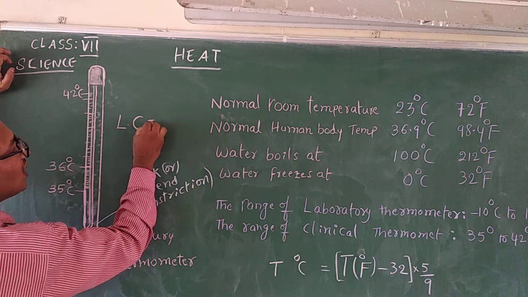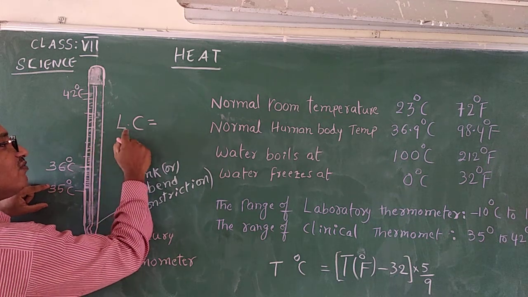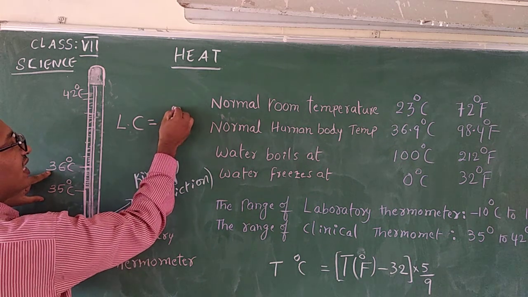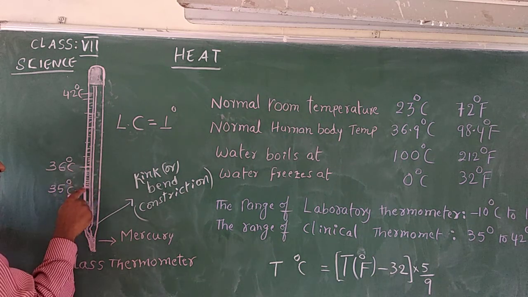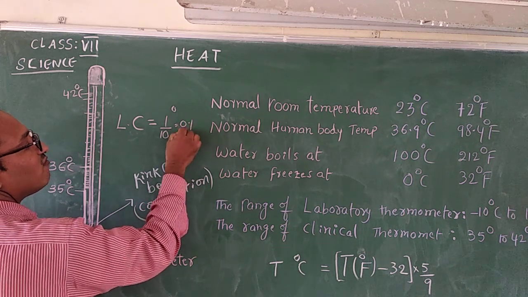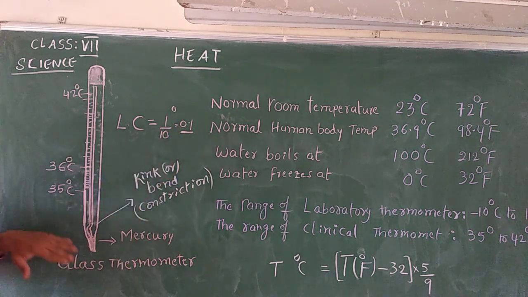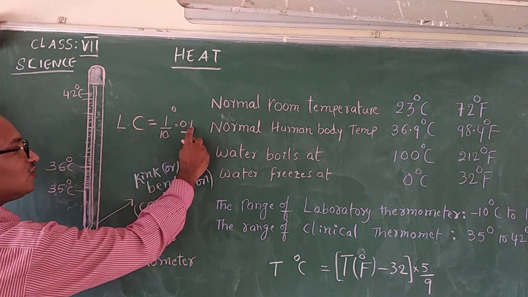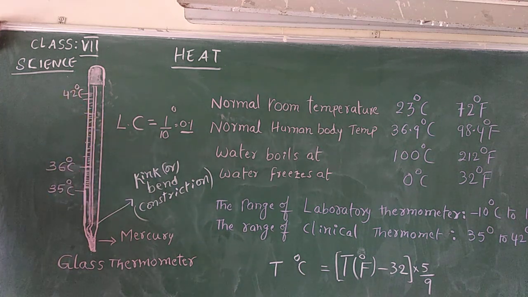Least count means the minimum temperature we can measure. So 36 minus 35 is 1 degree, divided by the number of divisions between 35 and 36, which is 10. So 1 by 10 means 0.1. That means we can measure up to 0.1 degree. When measuring the temperature, the least count we consider is 0.1. And the range of the clinical thermometer is 35 degrees Celsius to 42 degrees Celsius.